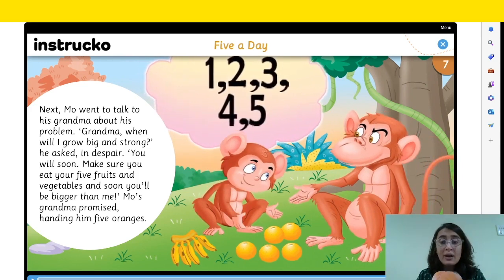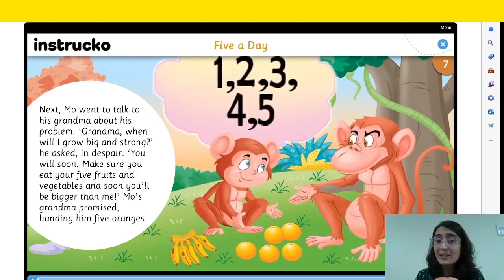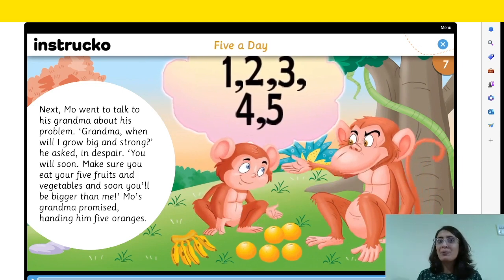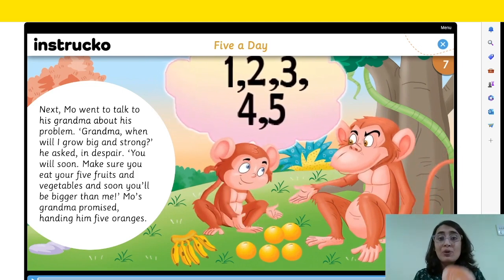Okay, see, Mo's grandma also told him the same thing that his father told him, that he's supposed to eat 5 fruits and vegetables per day. Okay, and then Mo's grandma gave him 5 oranges. Okay, see, here I have 5 oranges. 1, 2, 3, 4, and 5.